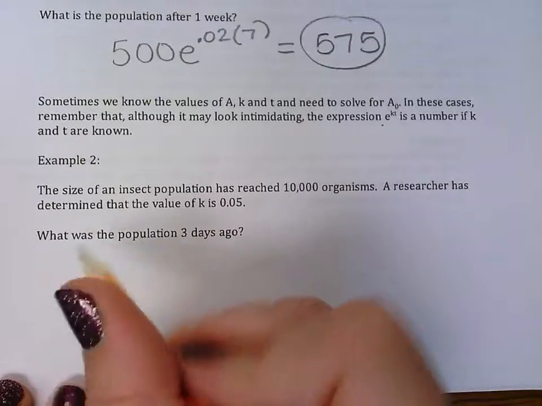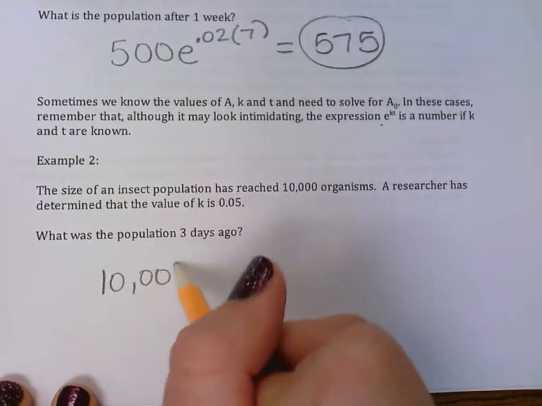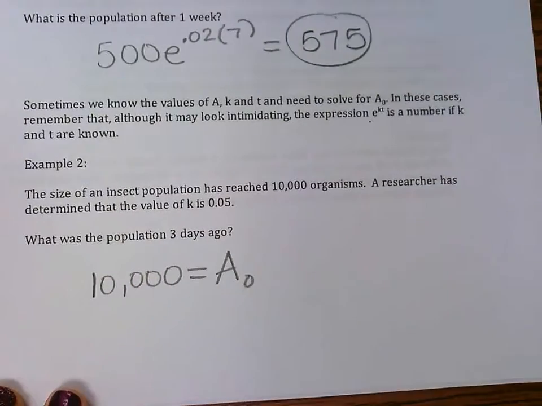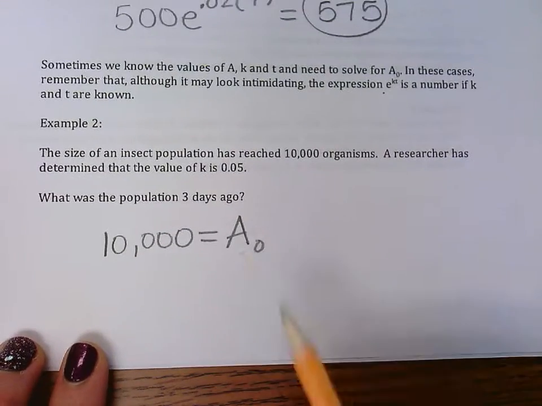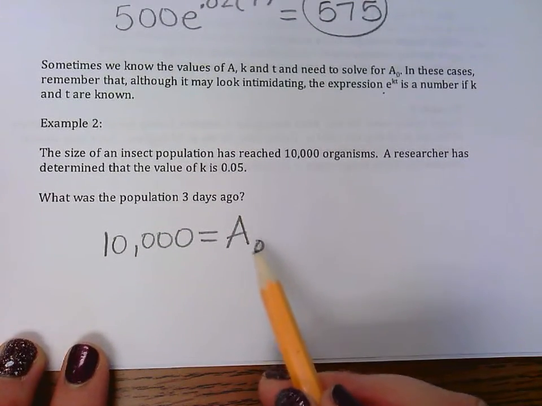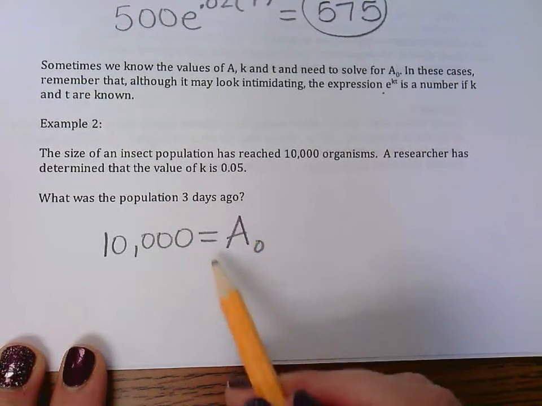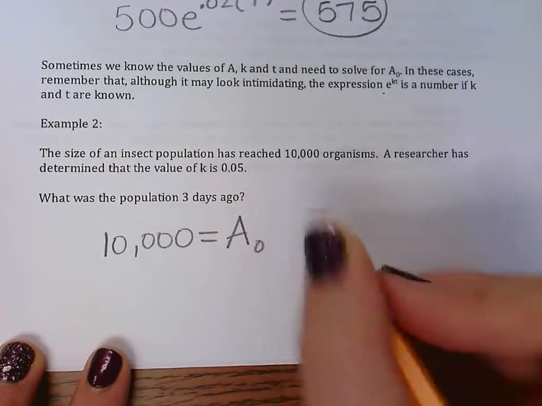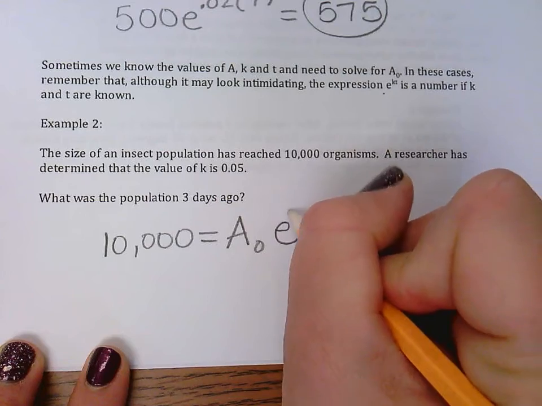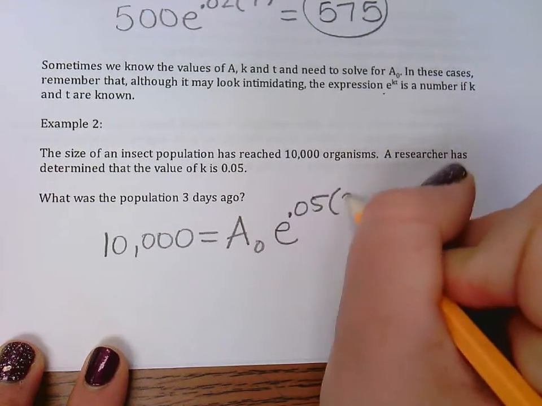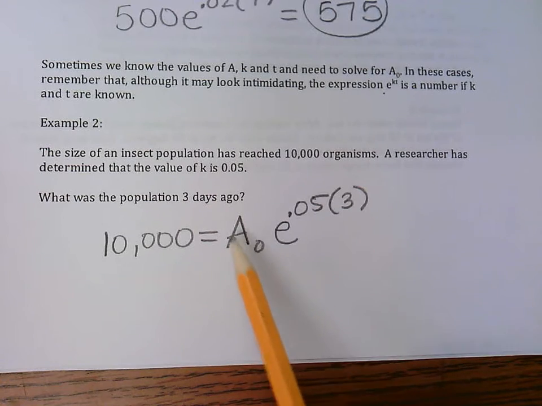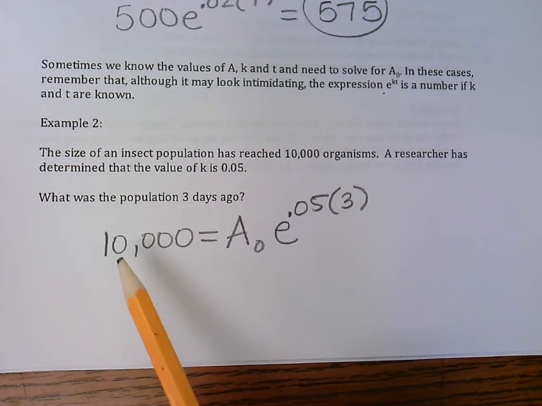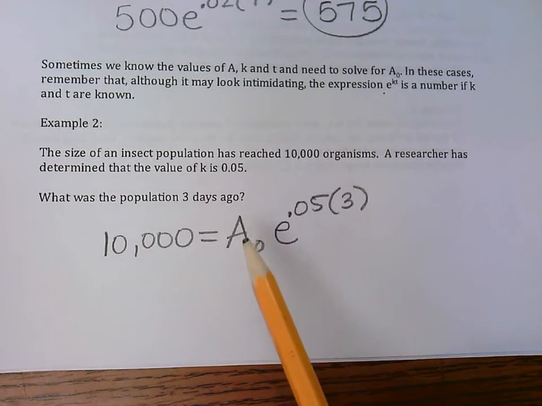So currently the population is 10,000. We want the initial population. So A sub 0 is just a variable. That's not the number 0 that you plug anything into. A sub 0 is like X. And then we've got E, and 0.05 is our K value, and it's been 3 days. What was the starting population? So you could guess and check. It has to be less than 10,000, right? Did it start at 7,000, 2,000?